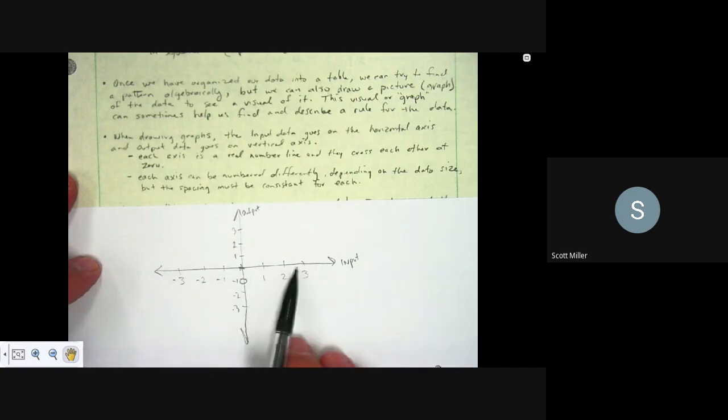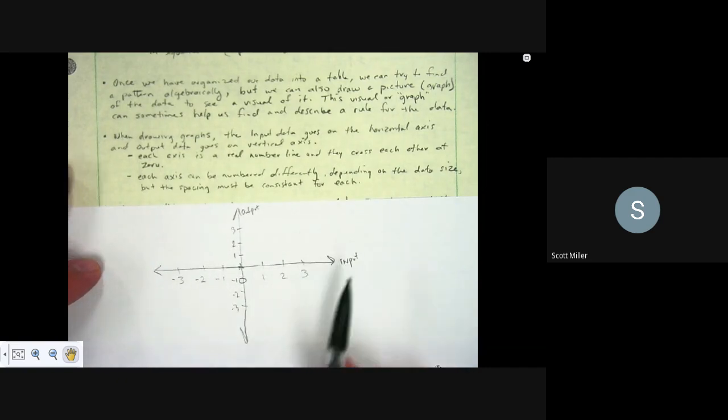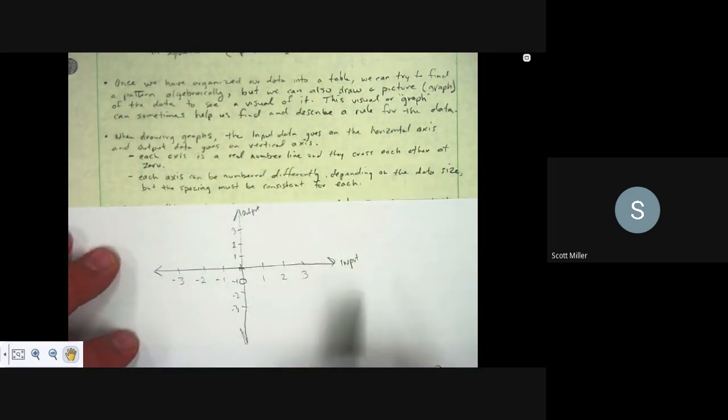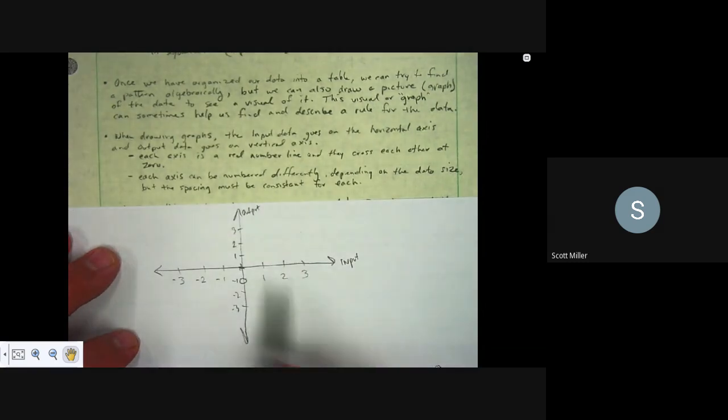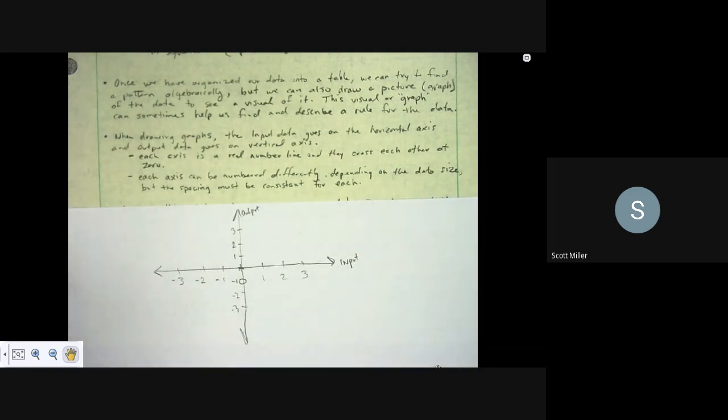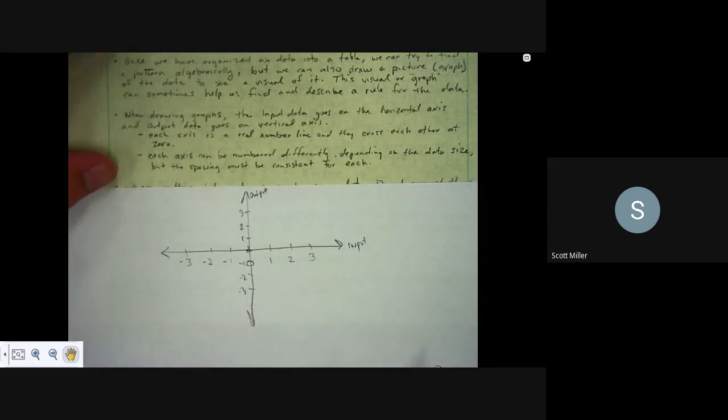These little marks can be numbered differently depending on how much data and the size of the numbers that we have involved. Just know that they don't have to always be going by ones, and they don't always have to be numbered the same way. This one can go by ones. This one can go by 5s, depending on how big the numbers are. These are just all things that are out there. I don't expect you to memorize everything at this moment. I'm just giving you some information.